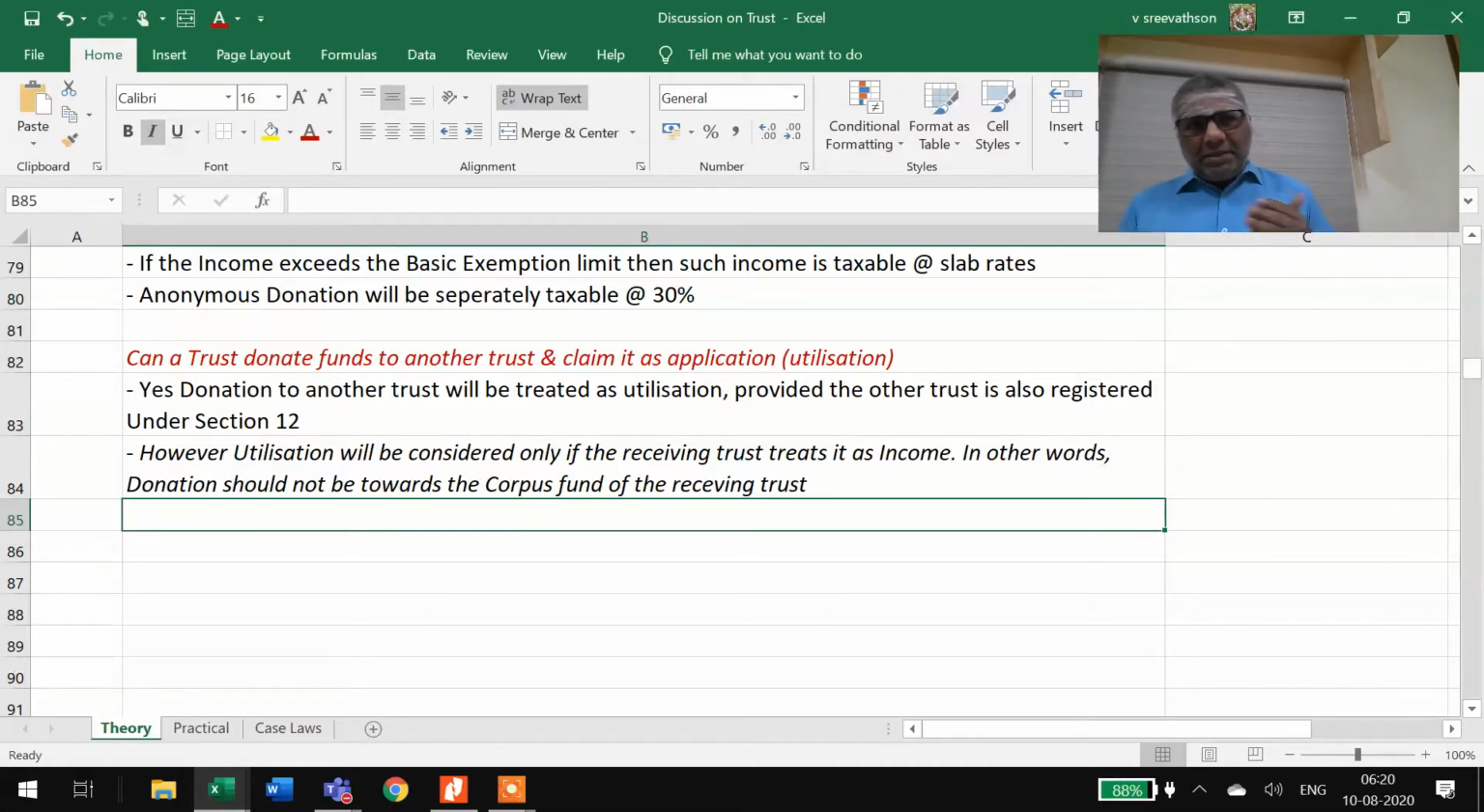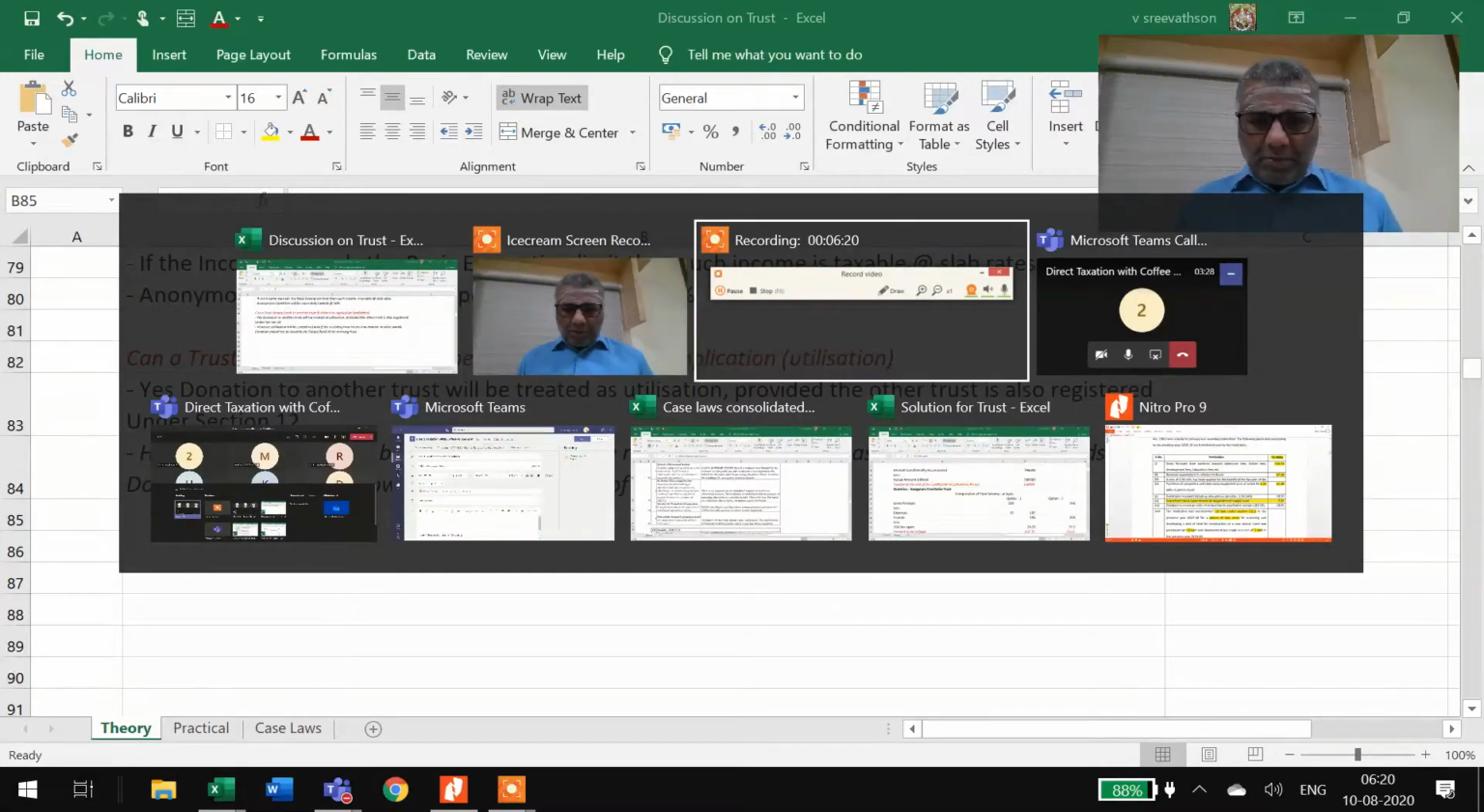Any questions after that, they had this adjustment. Either the wording corpus fund will be there, or it is assumed that it was towards the corpus, so it is not allowed. If it's not towards the corpus, it is allowed.